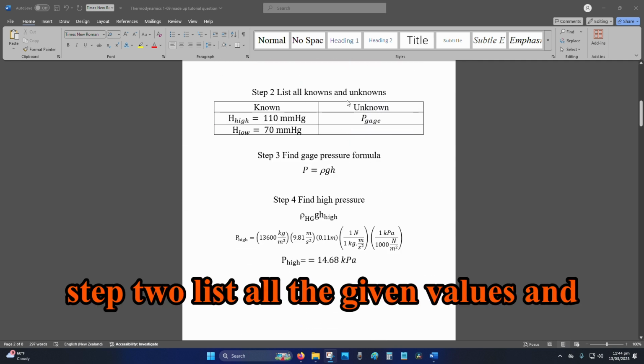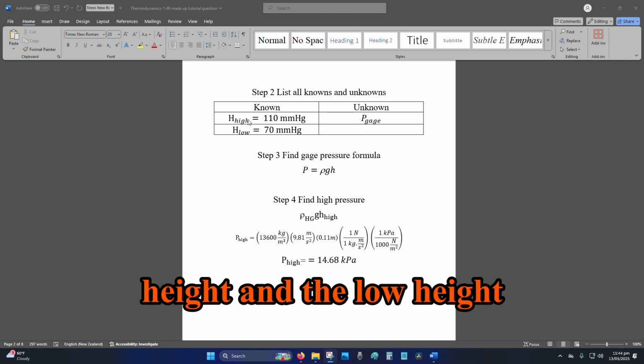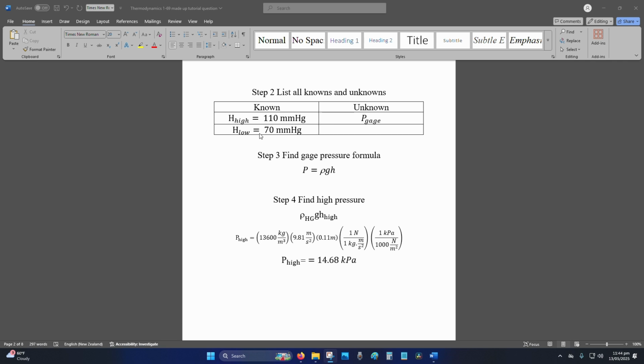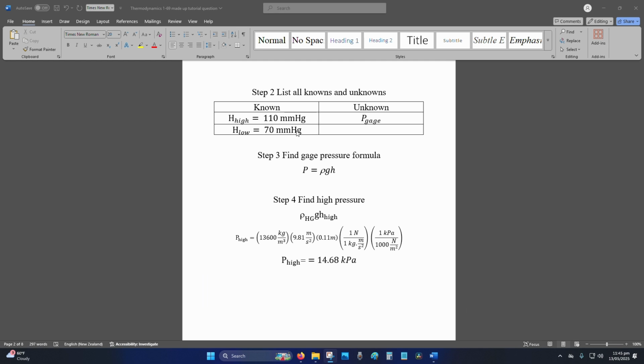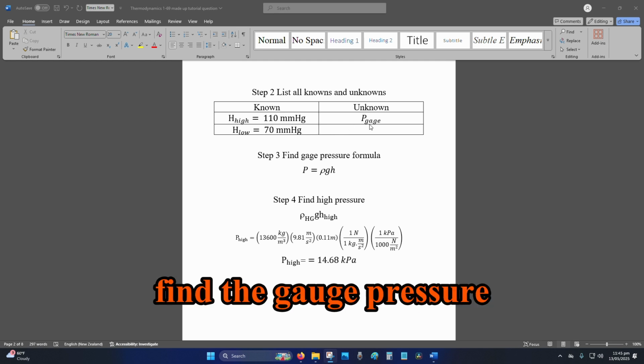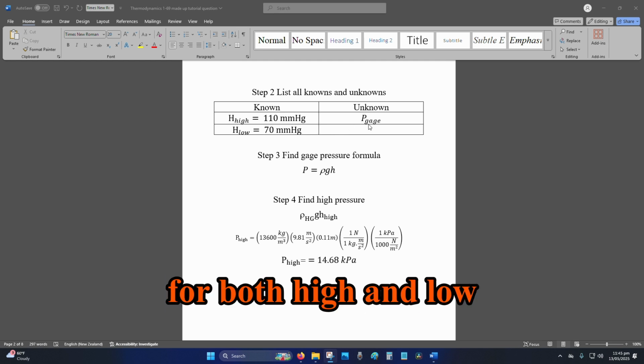Step 2, list all the given values and the unknown, what you're trying to solve. We've got the high height and the low height. So 110 millimeters of mercury and 70 millimeters of mercury. And we're trying to find the gauge pressure for both high and low.